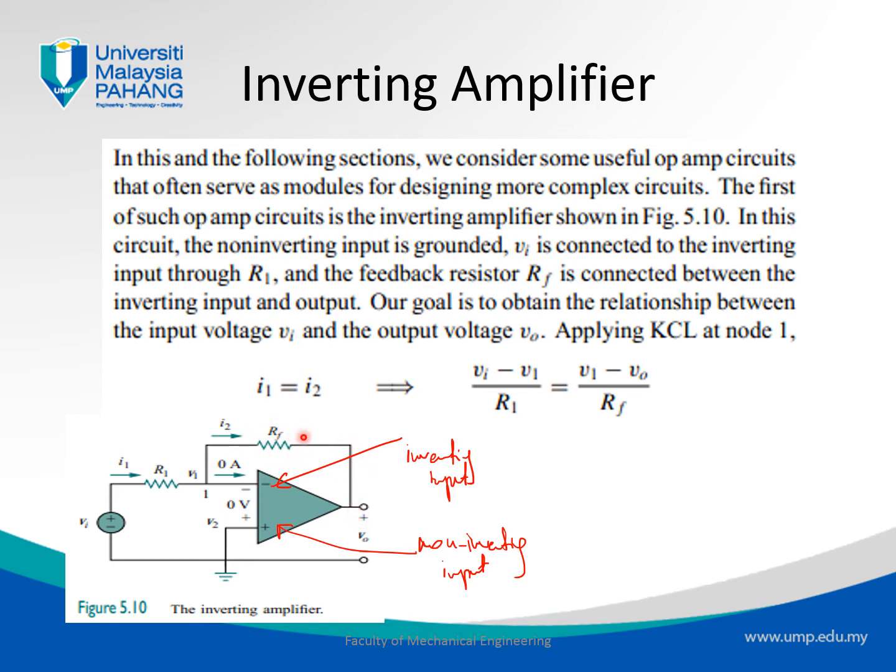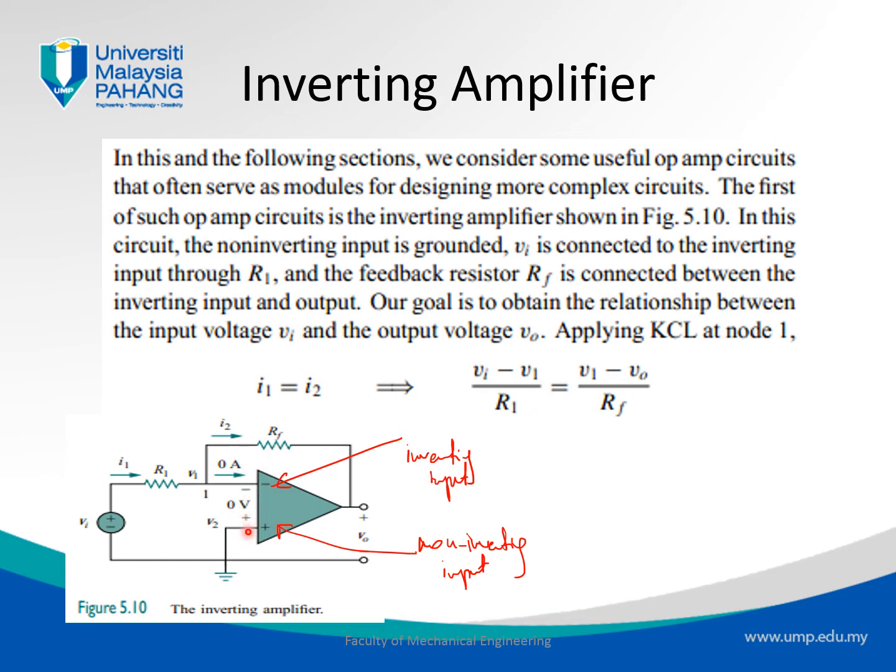RF is called F because it's what we call the feedback resistance. It's also what we call the feedback branch, right? So we get the current from the branch to get back into the input. And as for the non-inverting terminal, we just connect it to the ground. So what happens if we have this kind of configuration?